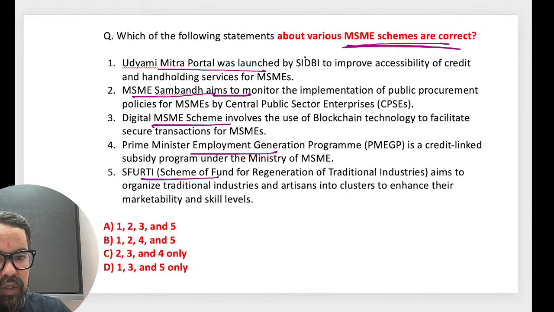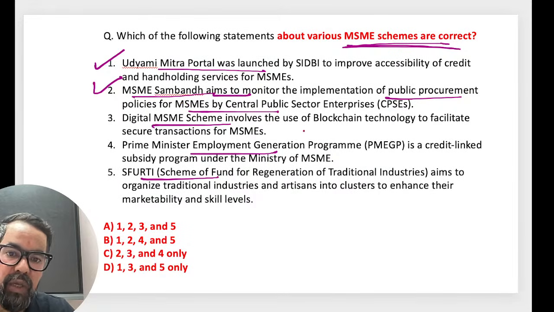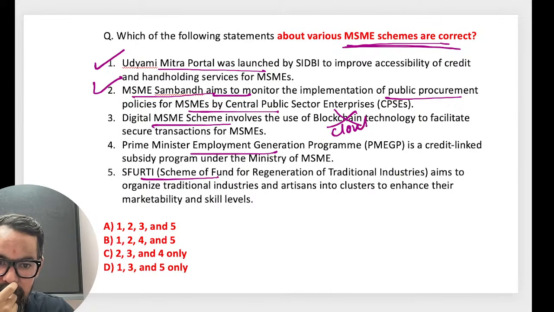Udyam Mitra portal was launched by SIDBI to improve the accessibility of credit and hand-holding services for MSME. MSME Samvad aims to monitor the implementation of public procurement policies for MSME by central sector enterprises. And digital MSME scheme involves blockchain technology. It is cloud based technology. ठीक है, cloud based technology. So this is wrong. Prime Minister Employment Generation is a credit linked subsidy scheme.